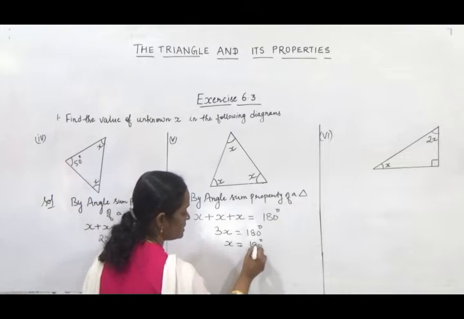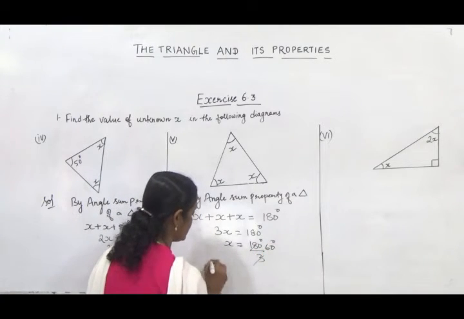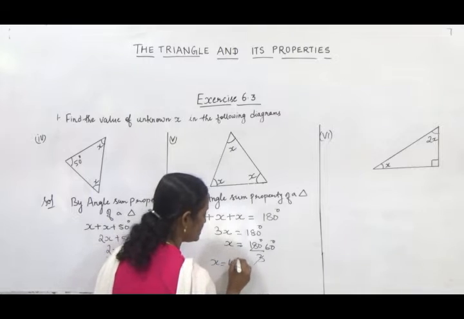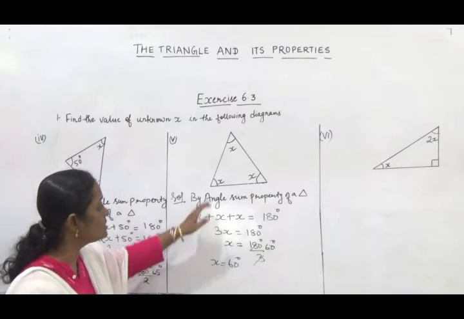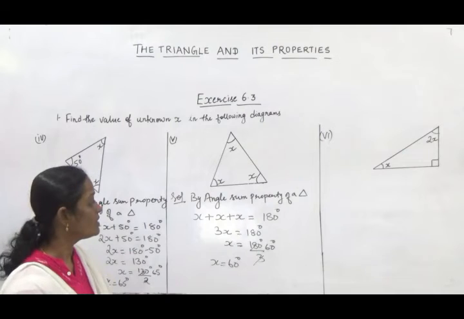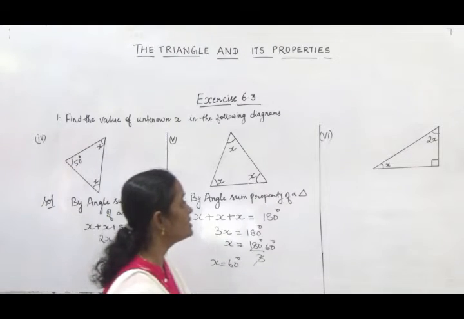Here 3 6 are 18, 0, 60 degree. So x is 60 degree here. Each of the angles of the triangle are 60 degree here. Next, question number 6.